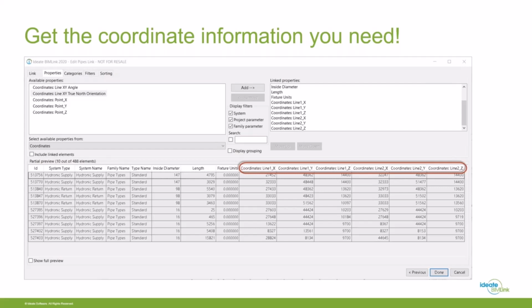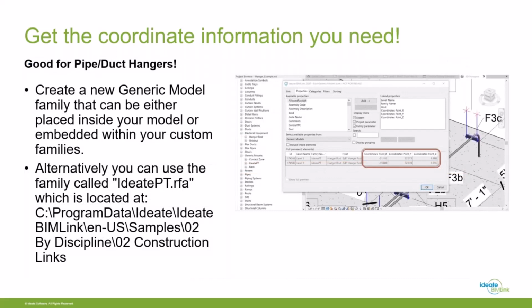to review both the shared coordinates, the model coordinates, or the internal coordinates of the items. So you can see here in this case, we can specify the X, Y, and Z values. And you might say, well, how can we do that? Well, we have a generic family that is actually included with ID8 BIMLink.